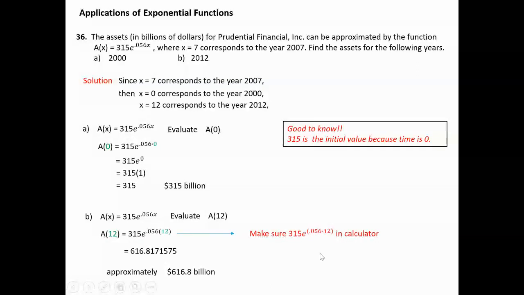Make sure that if your calculator doesn't give you the exponent, like that you can see it on the screen, then you have to put parentheses. You have to be careful with that because most of the time, a common mistake that students make is they just put 315e to the 0.056 times 12 without the parentheses. That's going to give them a wrong result because the calculator will follow PEMDAS. It will first compute 315e to the 0.056, and give you the answer and then multiply that by 12, which is incorrect. In this case, be wise and be careful how you put the parentheses.